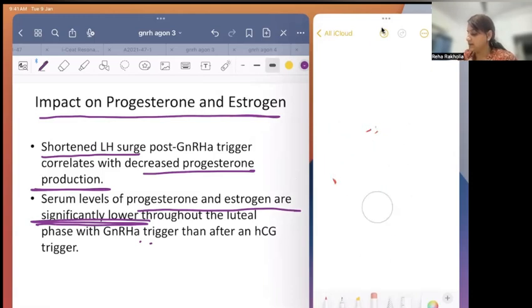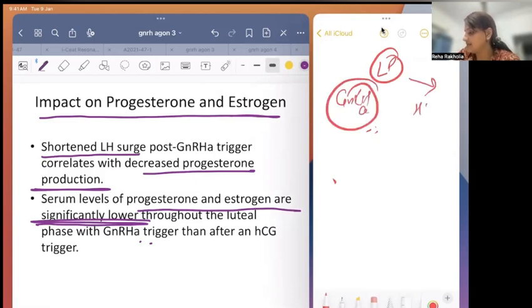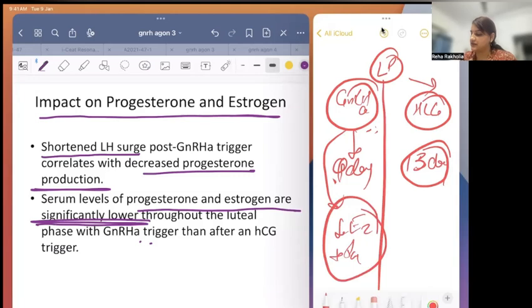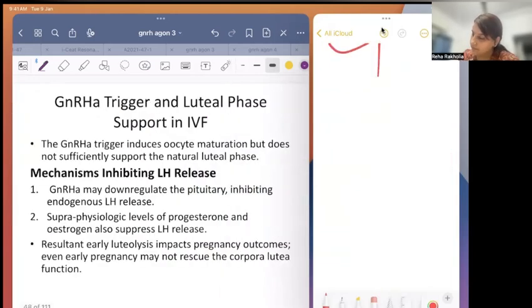I'm again telling, okay? Again, luteal phase of GnRH agonist and luteal phase of HCG. In GnRH agonist, it is 9 days. In HCG, it is 13 days. And there will be lower estradiol and lower progesterone in GnRH agonist trigger. Then, GnRH agonist trigger induces oocyte maturation but does not sufficiently support the natural luteal phase.